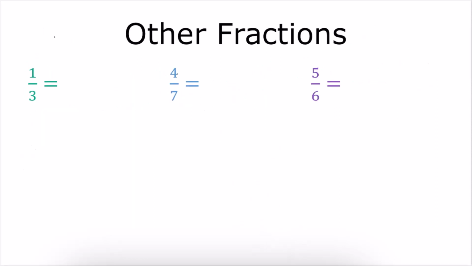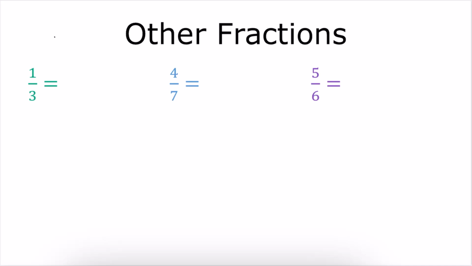But sometimes you'll have fractions where the prime factorization of the denominator does not have 2s or 5s, in which case your decimal is actually going to be a repeating decimal. And the way to see this is by doing the long division process.